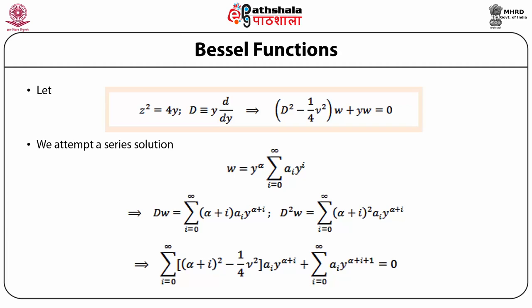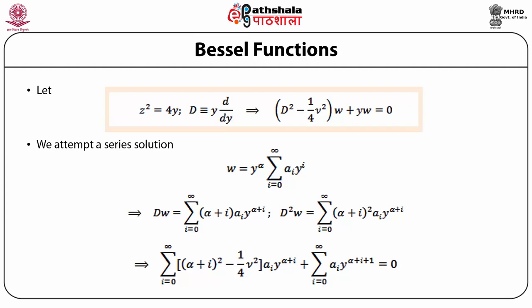We attempt a series solution of the form w is equal to y raised to power alpha, summation over i going from 0 to infinity a_i y raised to power i. Thus we have D w is equal to summation over i going from 0 to infinity (alpha plus i) into a_i into y raised to power alpha plus i, and D square w is equal to summation over i going from 0 to infinity (alpha plus i) whole square into a_i into y raised to power alpha plus i.